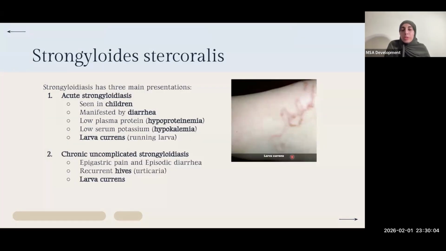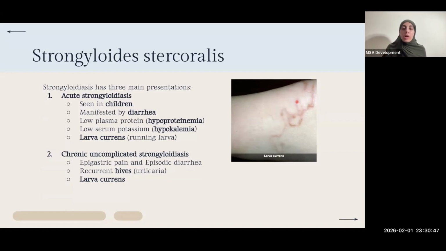How does strongyloides present? You have three main presentations. First one is acute strongyloides. This is seen in children. It's manifested as diarrhea, and these children get low plasma proteins or hypoproteinemia, low plasma potassium or hypokalemia, and larva currens. Larva currens is when you see the worm. It looks like there's a worm under the skin, maybe on the leg or the hand. You see the larva under the skin. This is called larva currens. So acute strongyloides has hypoproteinemia, hypokalemia, and larva currens, and these children usually get diarrhea.